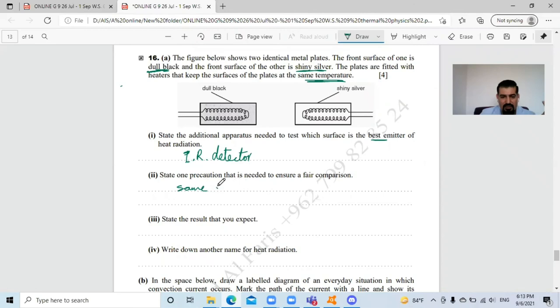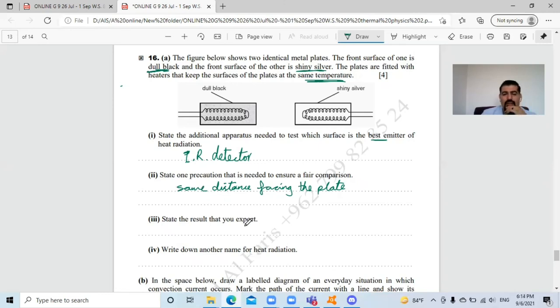State one precaution that is needed to ensure a fair comparison: same distance facing the plate. If we have the same distance facing the plate, each plate at the same position, that means I'm being fair. Same time is not necessary because they give us the rate every second.